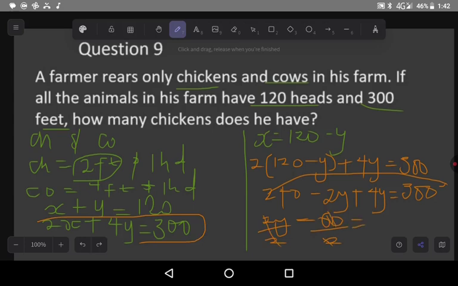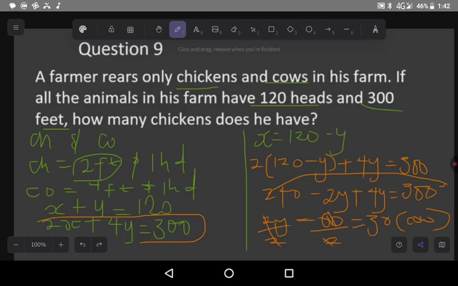So y will give me 30. The y is not, is it not cow? Y is for cow. So the 30 is for cows. I can take this 30 for cow and put it back into the equation, the first equation that is here.